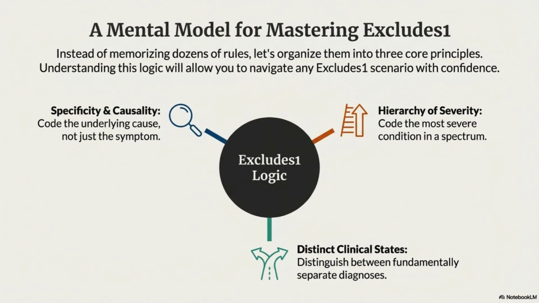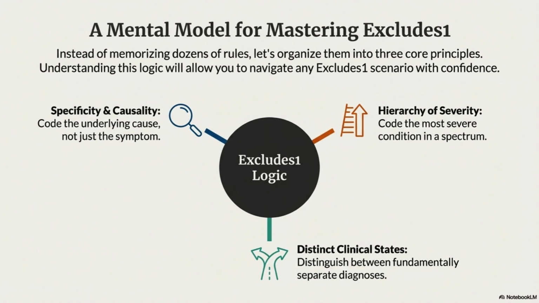Now that we've defined the rule, let's look at a simple mental model to help you apply it consistently. Instead of memorizing dozens of combinations, we're going to simplify Excludes1 by organizing it into three core principles. First, specificity and causality. Second, hierarchy of severity. Third, distinct clinical states. These three concepts will guide every example we walk through in this presentation. Let's start with the first one.